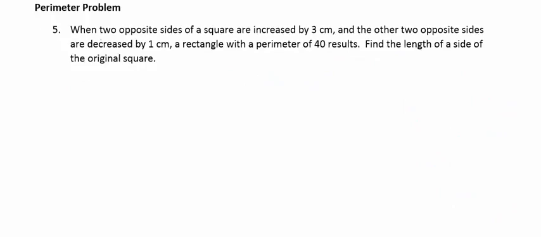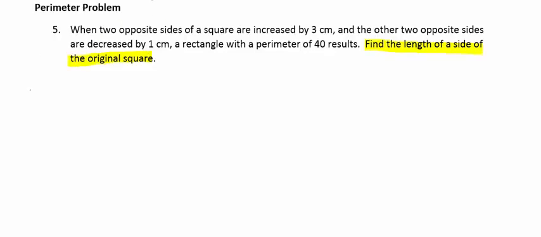And now let's look at a perimeter question. This question says when 2 opposite sides of a square are increased by 3 centimeters, and the other 2 opposite sides are decreased by 1 centimeter, a rectangle results that has a perimeter of 40. And we will look for the length of a side of the original square.